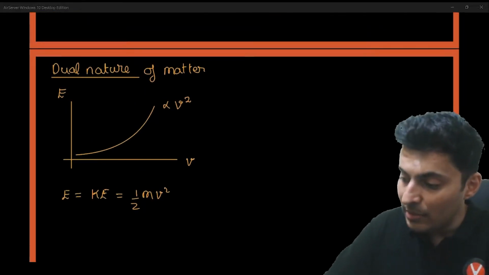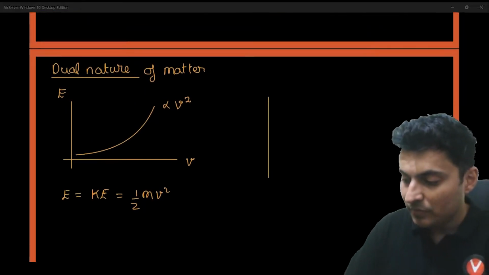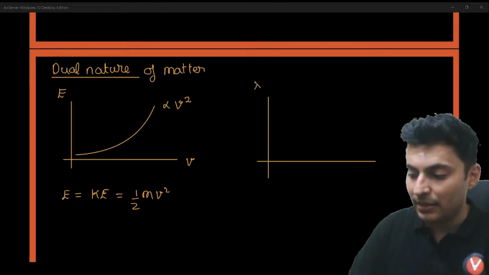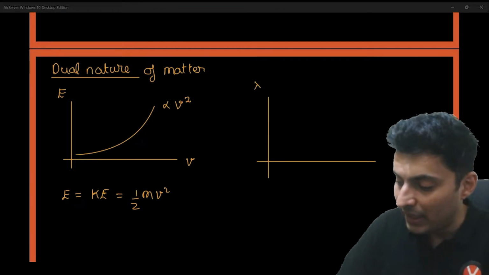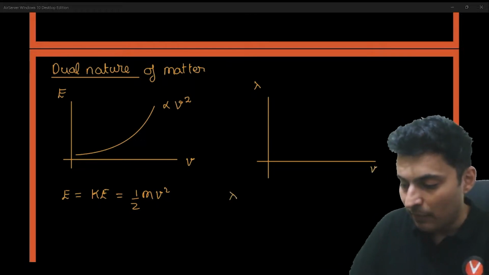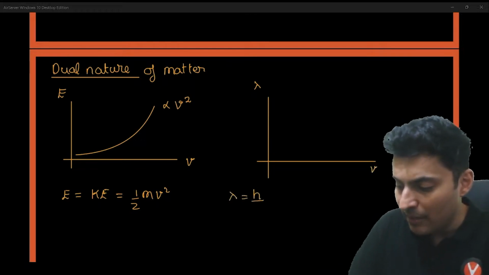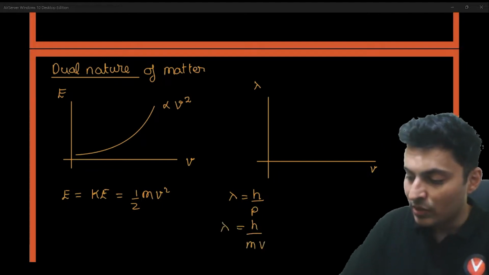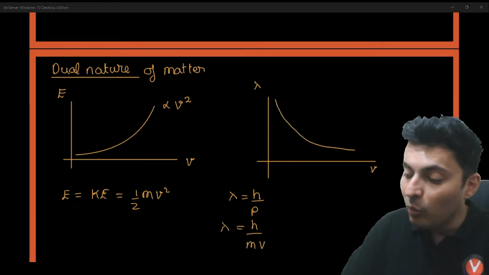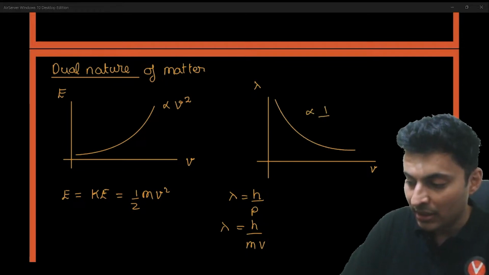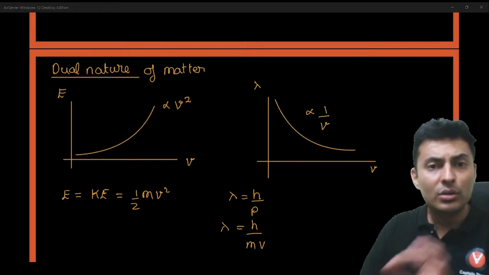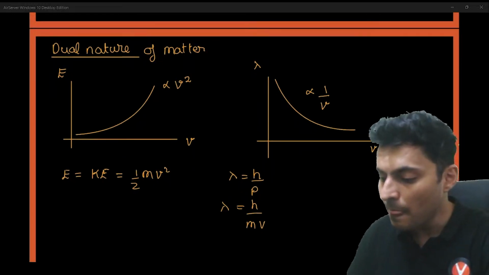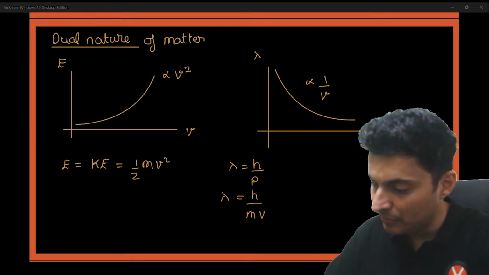Also, how is the de Broglie wavelength of such particles dependent on the speed? Well, lambda is h by momentum, and momentum is mass into velocity. So the de Broglie wavelength is inversely proportional to the velocity. Keep these things in mind. Great. Next.